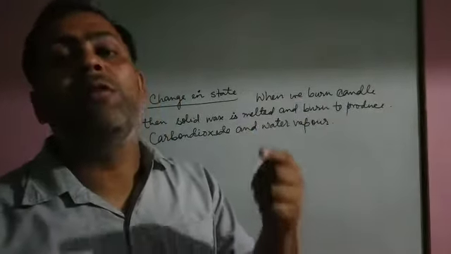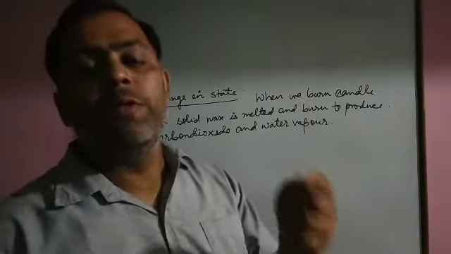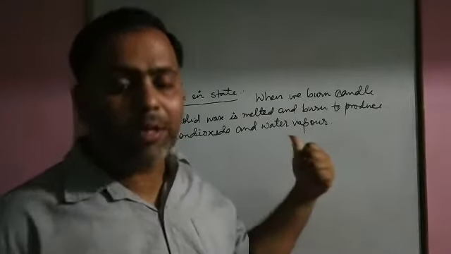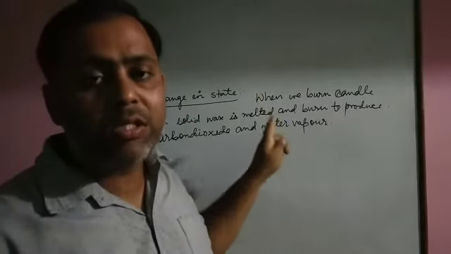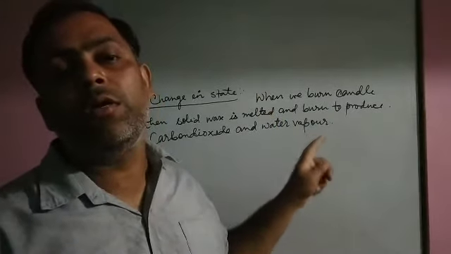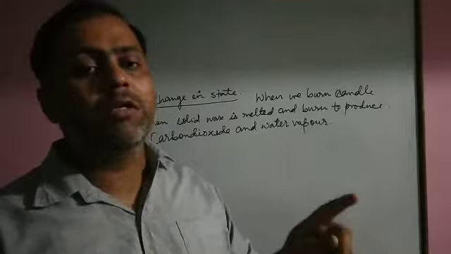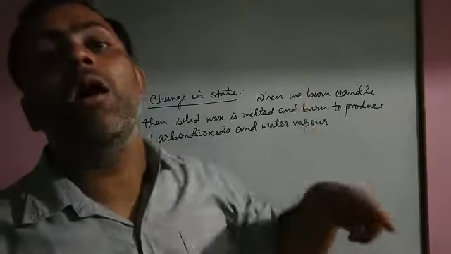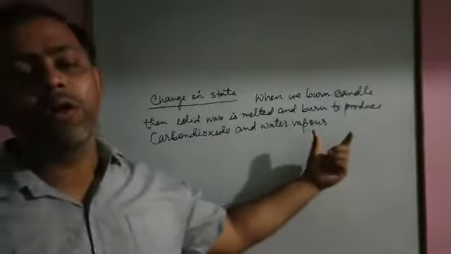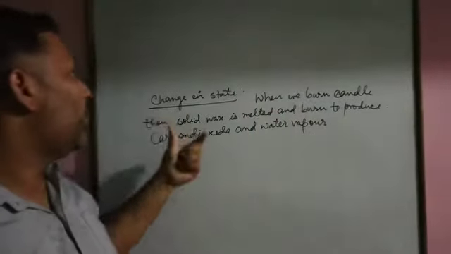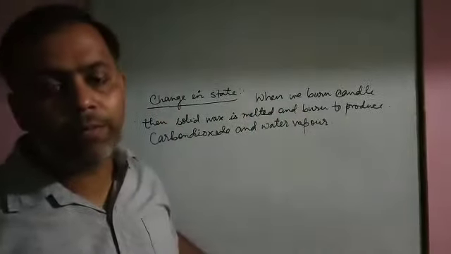First, it is converted to liquid state, which is an example of physical change, but we are discussing here chemical change. Then, what we see here? We see here when a candle is burned, it is converted from solid state to gaseous state. On burning, it is converted to carbon dioxide and water vapor. It is a good example of change in state. Clear?